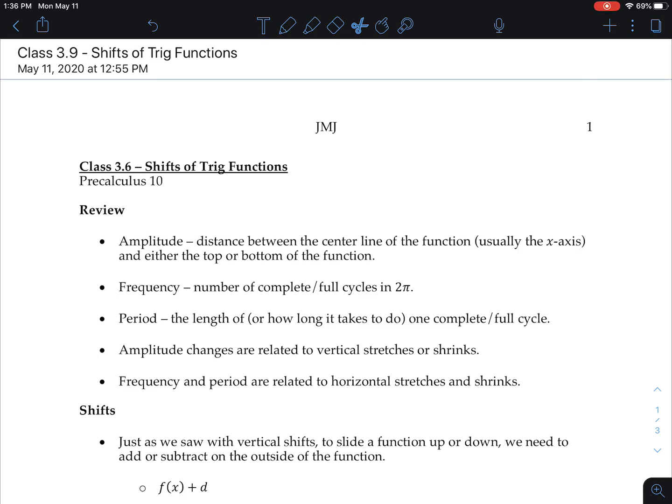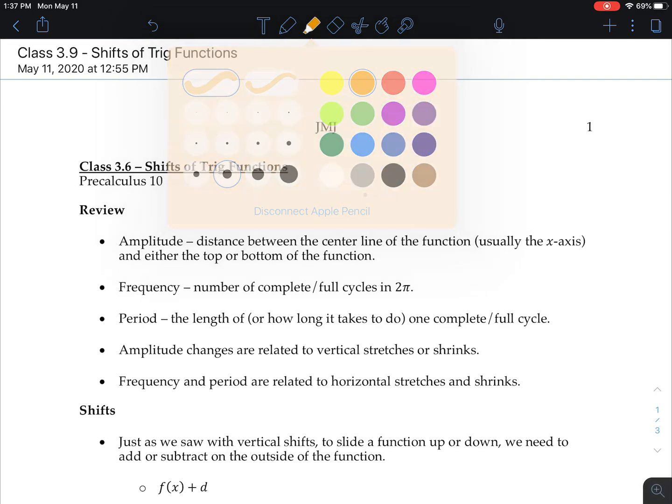All right, gentlemen, let's take a look at some more shifts for trig functions, right? We had done the other day amplitude changes and then horizontal stretches and shrinks. So let's just look at two more. But first, let's review those ones that we know.